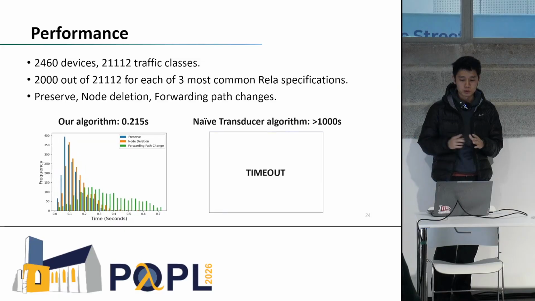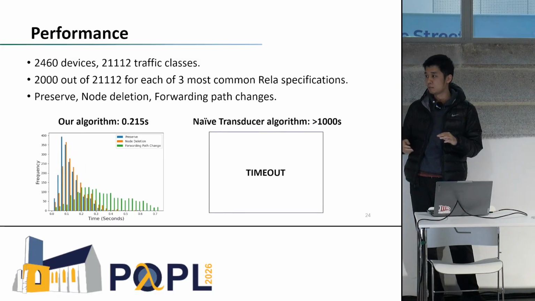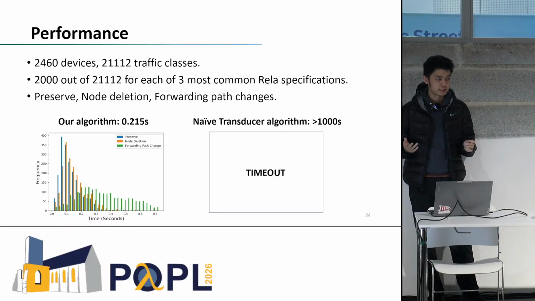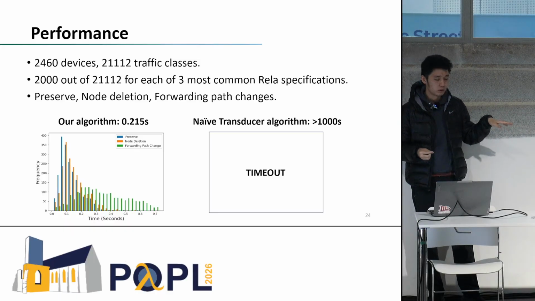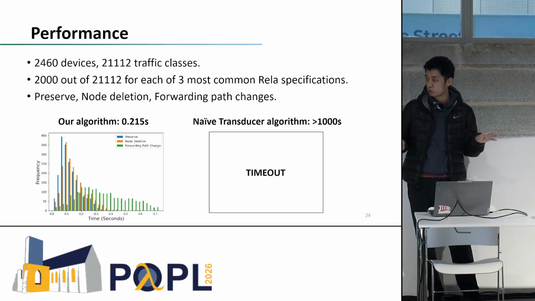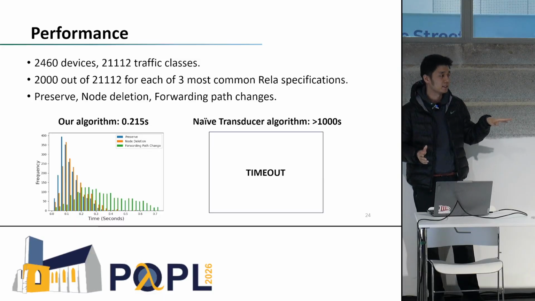And the other thing I want to mention is that our algorithm, or our observation, actually applies. That is, our algorithm falls within 1 second, but using the traditional naive transducer algorithm, it will directly time out over all benchmarks on all the test cases.